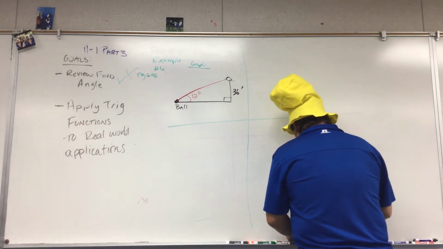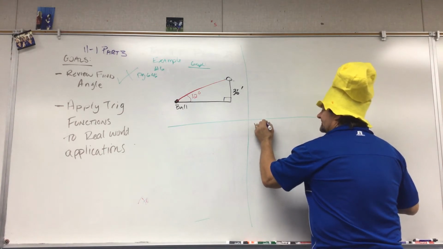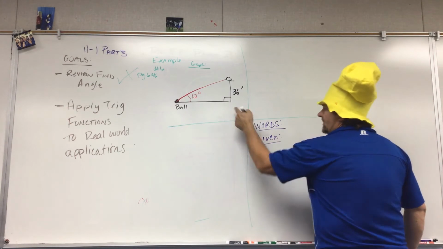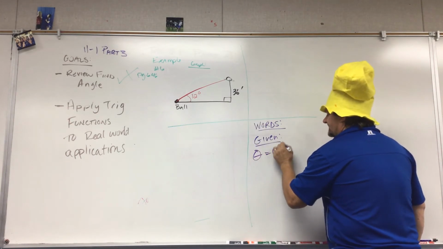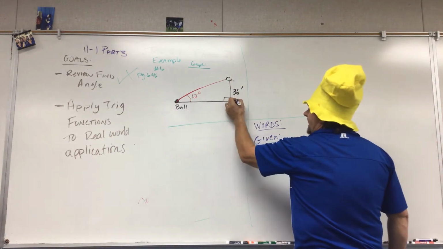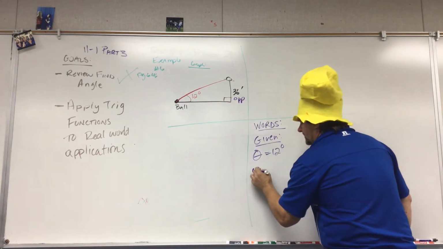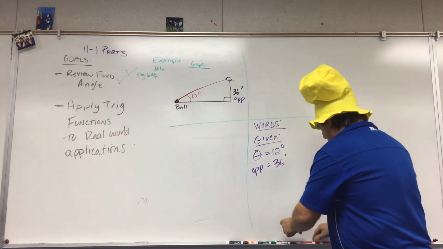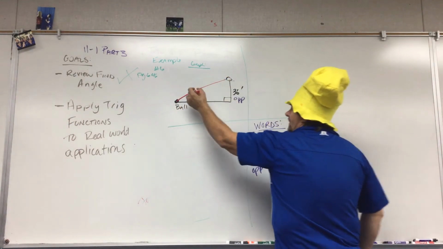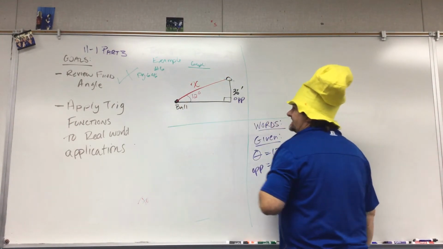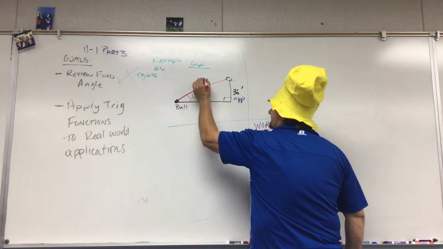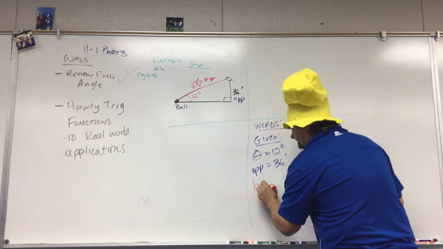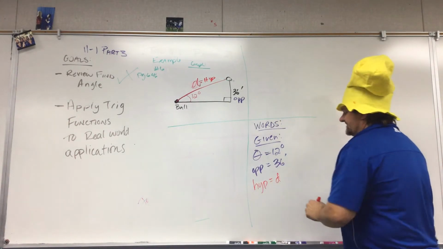So let's look at our words here. What are we given? We are given theta, which is equal to 12 degrees. We are given the side opposite, which is equal to 36 feet. And we are looking for the distance between the ball and the hole, which is here. We don't know what that is. I'm going to write D for distance, and that is our hypotenuse. So our hypotenuse is D, the distance to the hole.